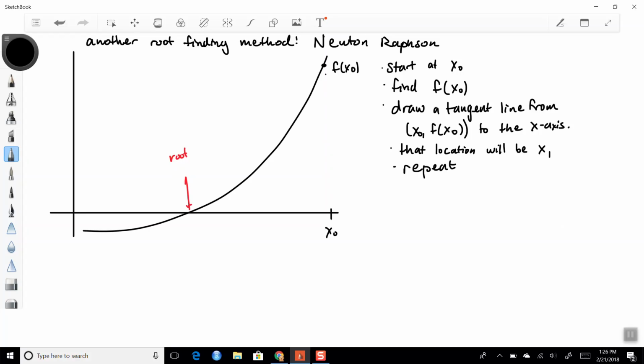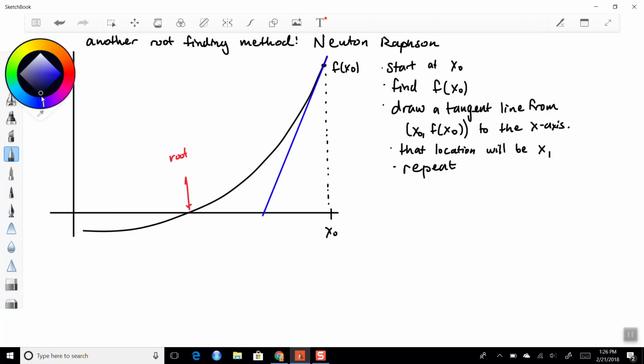So we start off at x0, we go up to f of x0. I draw a tangent line from this location. Okay, so what does a tangent line right here look like? Something like this, okay? So I draw a line tangent to this point, and where it crosses right here, this spot is going to be x sub 1. Then I repeat the process. I find, okay, what is my value at this point? This is going to be f of x sub 1.